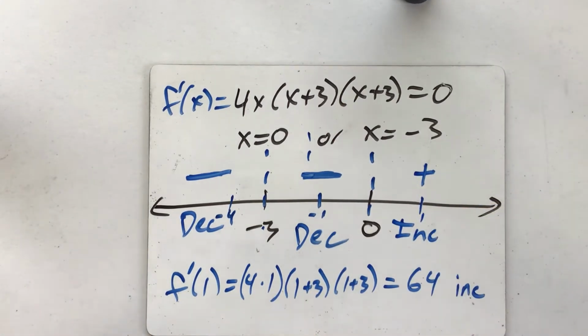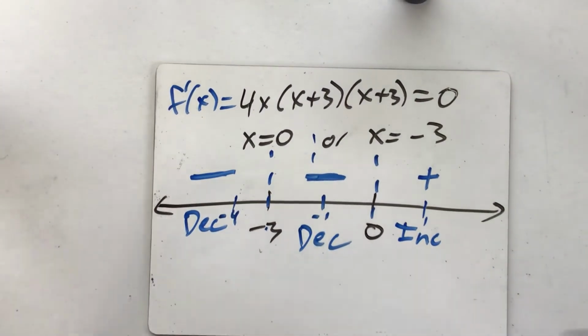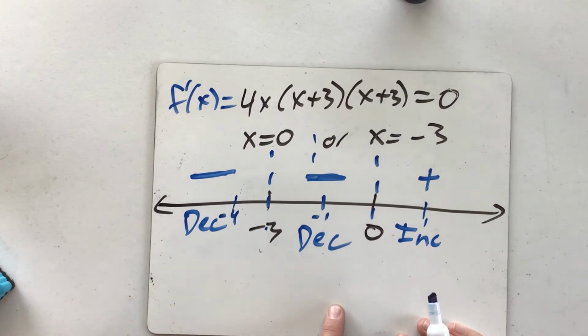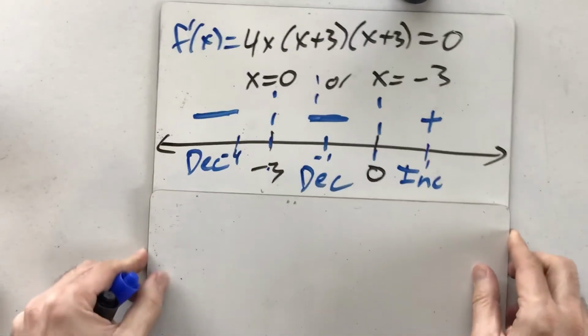Okay, so now that we look at this, we can start to see what we should expect our graph to look like. So what should our graph look like? Our graph should be going down, should be going down some more, and it should be going up. So if I were to try to draw a graph of this equation, my graph might look something like this.